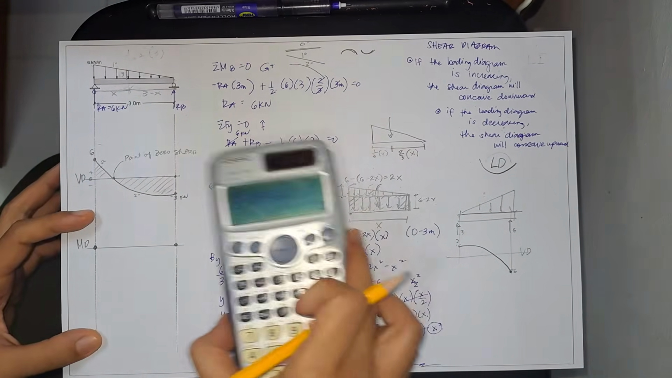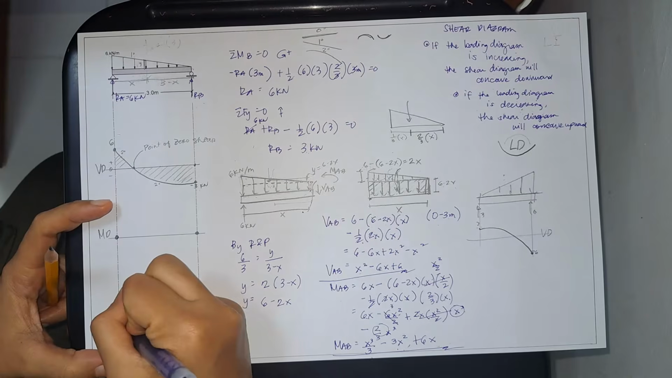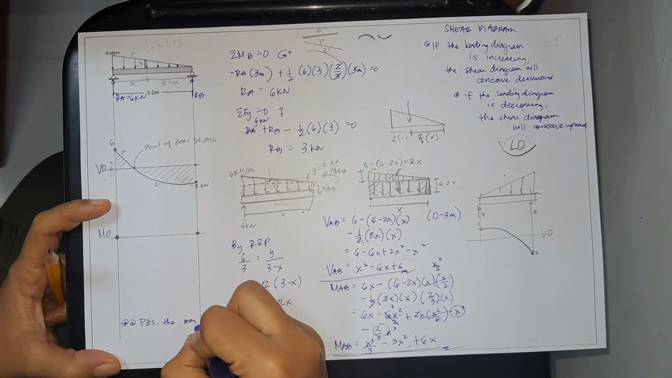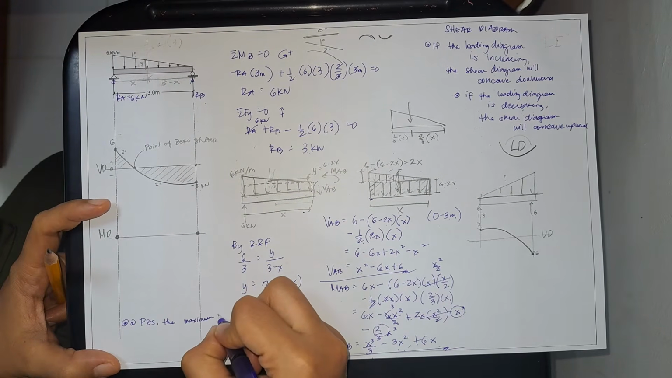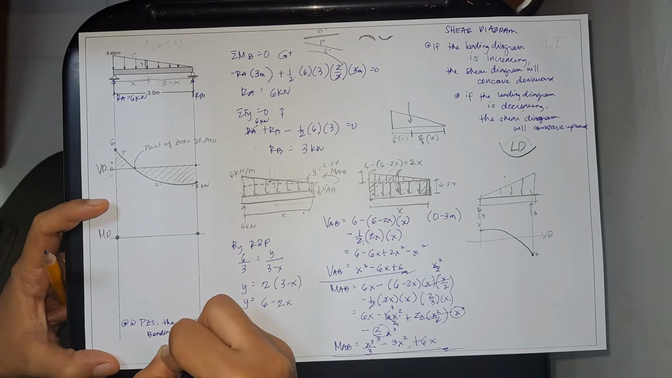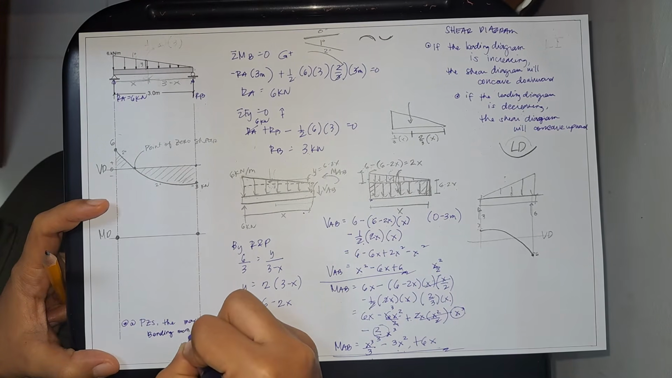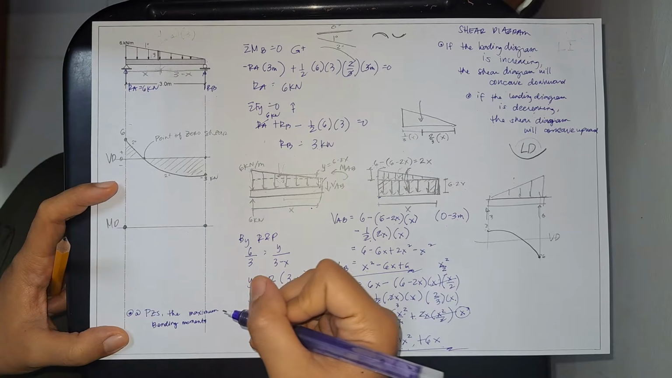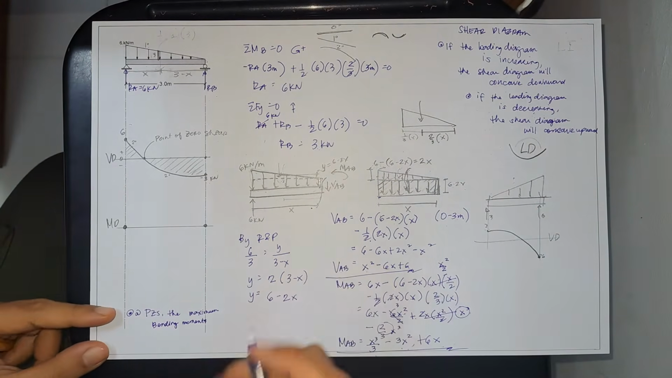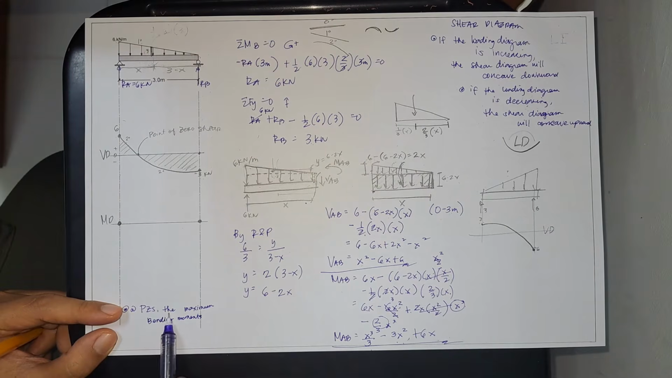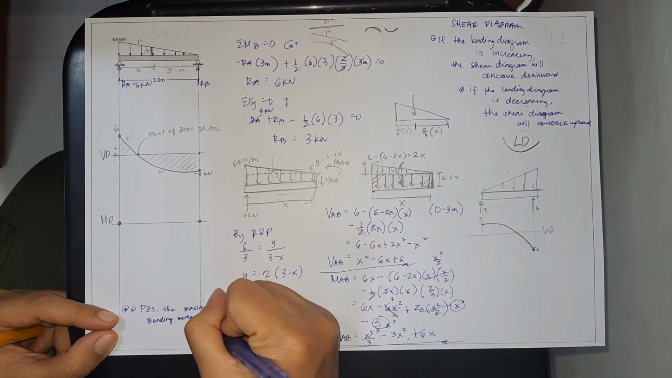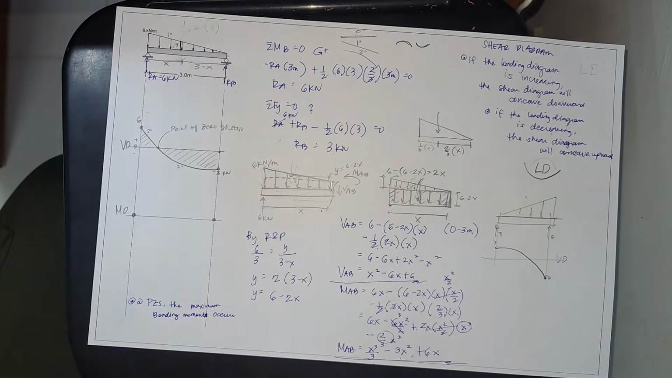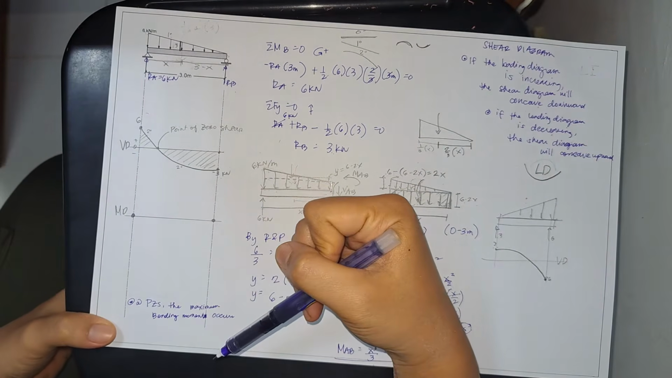So at point of zero shear, take note of this one. At point of zero shear, the maximum bending moment occurs. Ano daw? At point of zero shear, the maximum bending moment occurs. It's either positive or negative bending moment.